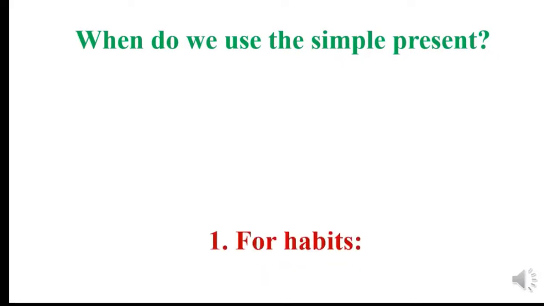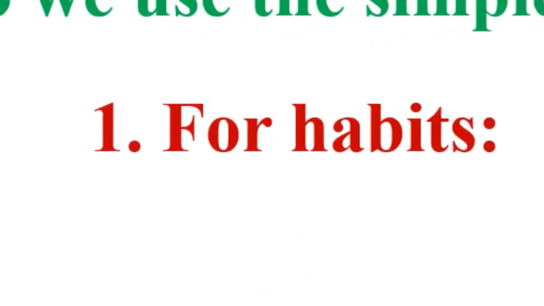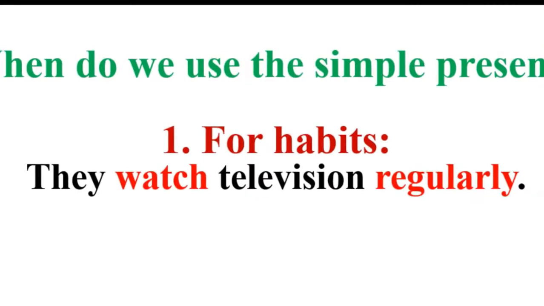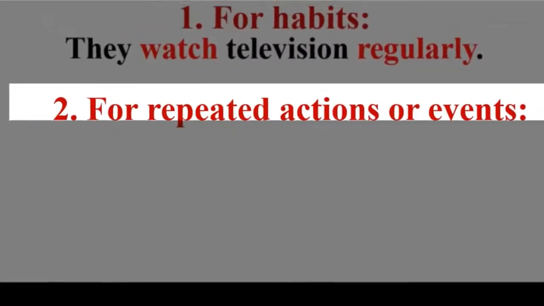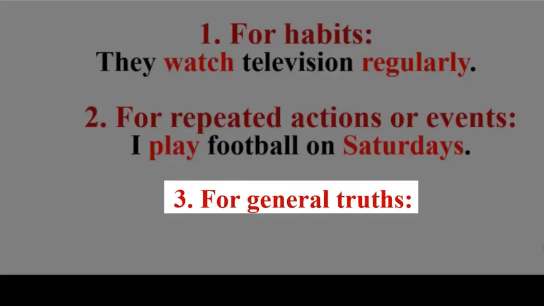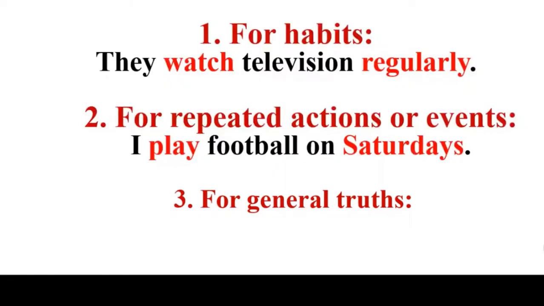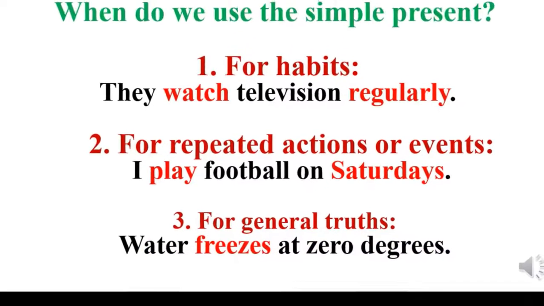When do we use the simple present? We use the simple present, first, for habits. For example, they watch television regularly. Number 2, for repeated actions or events. For example, I play football on Saturdays. Number 3, for general truths. For example, water freezes at 0 degrees.